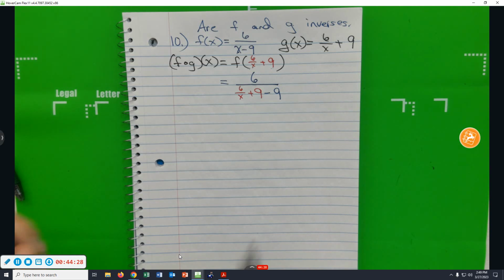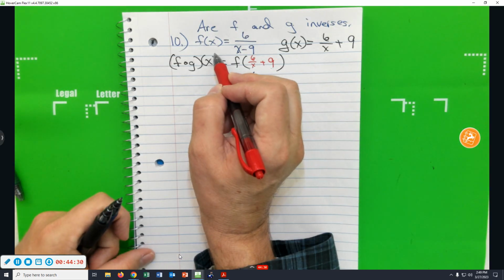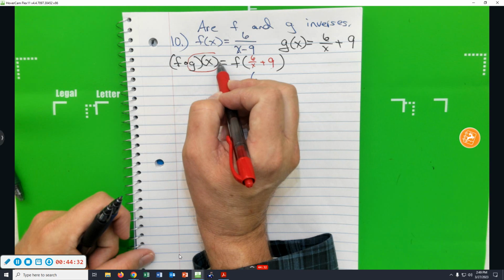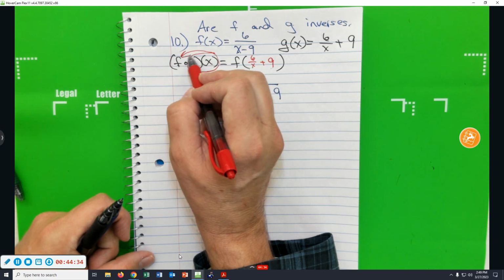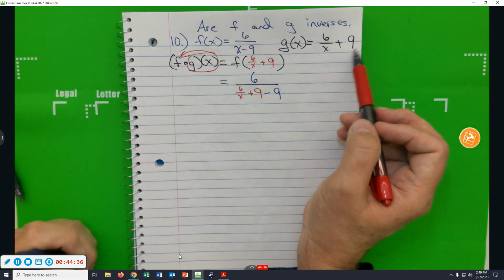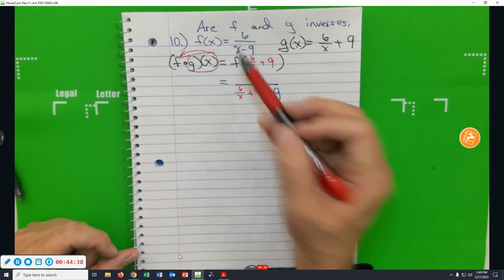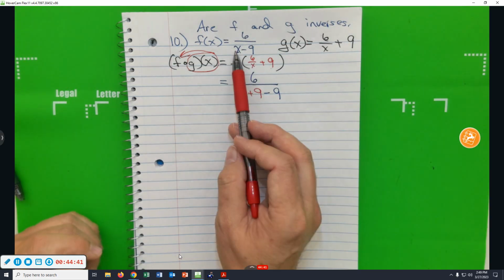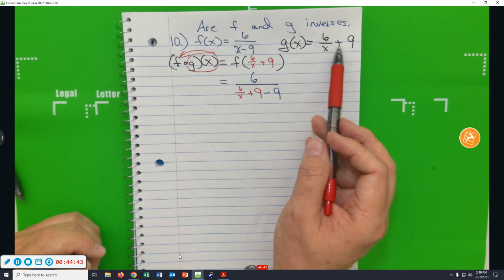I remember what my brother would do. He'd circle the g of x, take the g of x and plug it into f. We took the g of x and plugged it in to f. So in place of that x, we had the 6 over x plus 9.